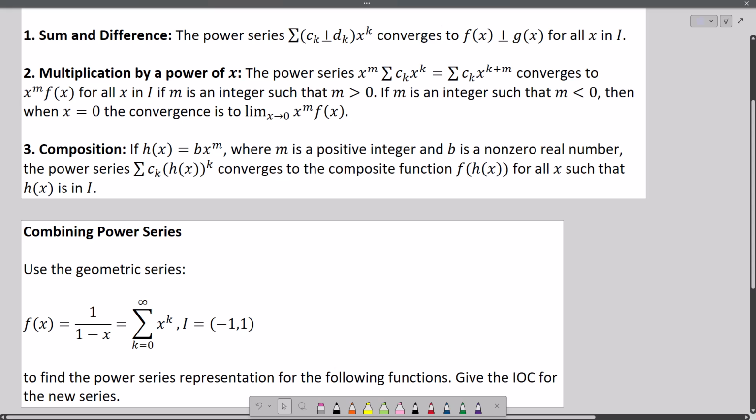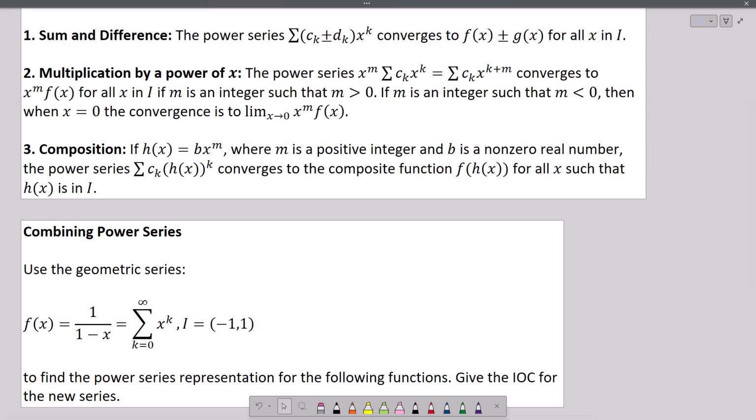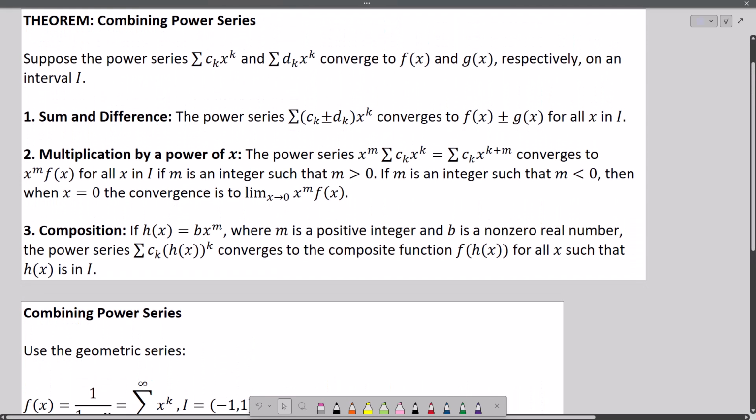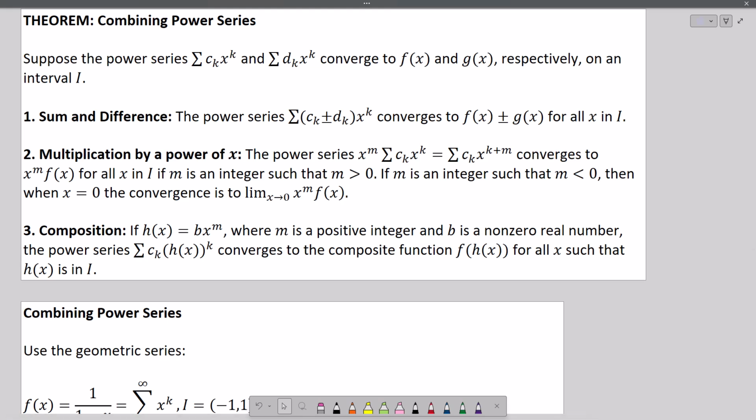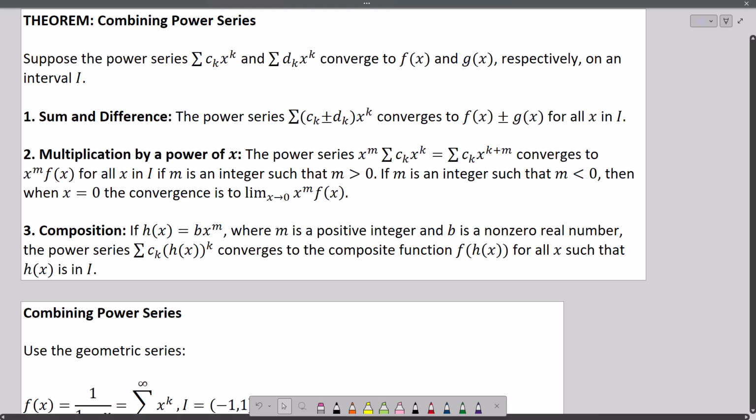Okay. So there are 3 standard ways. Combining is something we always do, right? We add things together, we multiply things, we divide things, whatever, we combine them. And there are 3 standard ways to combine power series and create new power series. There are 3 ways that we can do things that lead us to some nice conclusions.